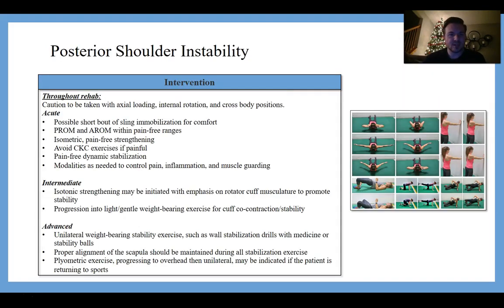If we go back one slide here, I skipped one, sorry for that. Posterior shoulder instability intervention: throughout rehab, you just want to be cautious about taking the patient into axial loading, especially a combination of axial loading, internal rotation, and cross-body positions. So this looks very similar to the anterior shoulder instability interventions. However, you will probably want to avoid closed kinetic chain exercises earlier on, whereas in anterior instability, you can start those sooner. So I encourage you to pause this and then look at the slides here.